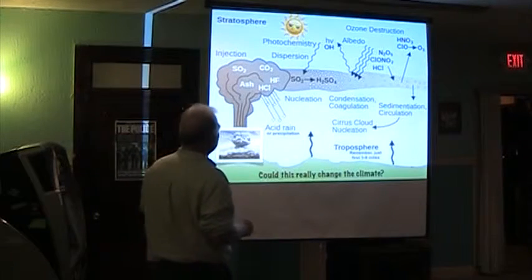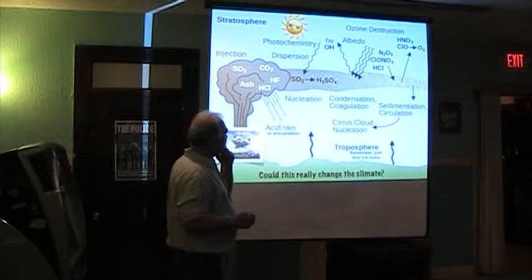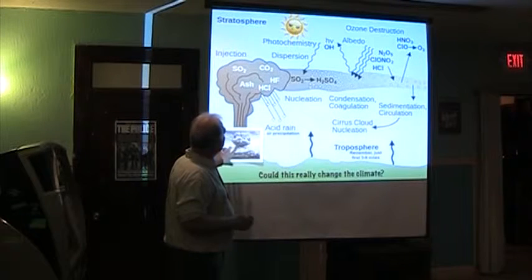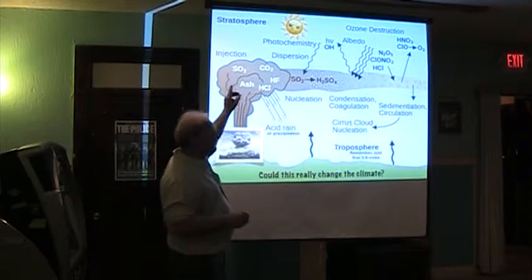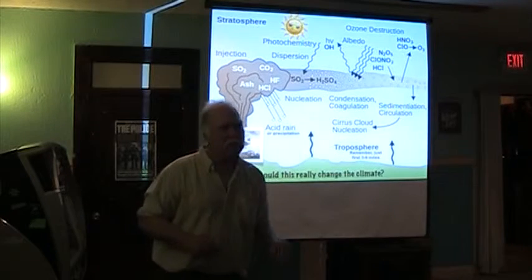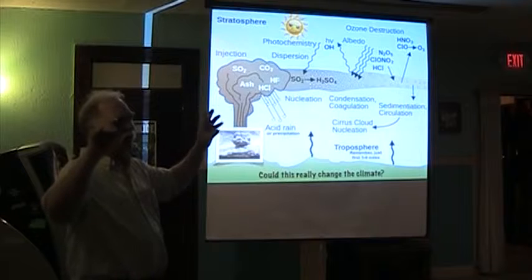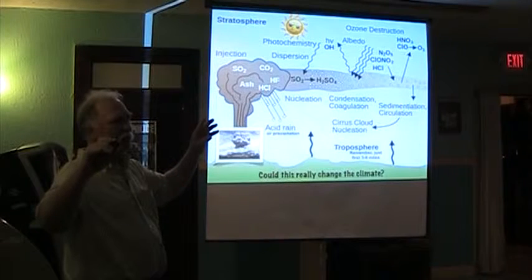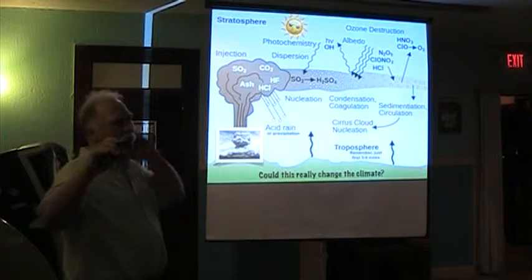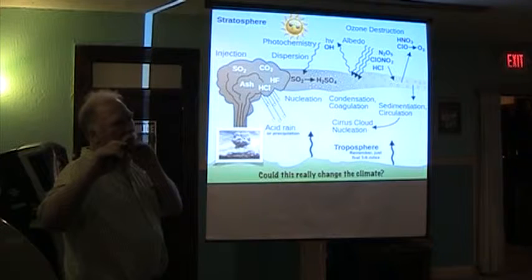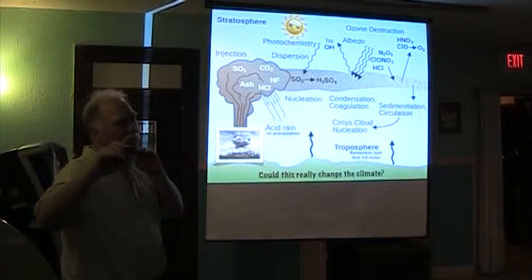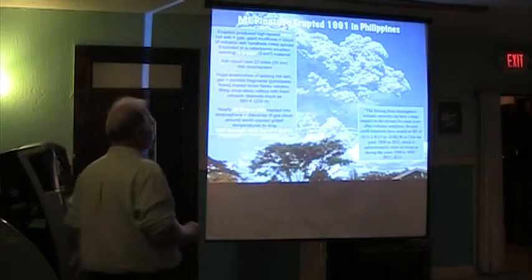All right, so can this really change the climate? Here's a volcano erupting. And it's injecting material, including sulfate, up into the stratosphere. Remember, all the weather essentially takes place in the troposphere, so it's too high. It can take a year or two for that to settle out of the stratosphere. Or in the Mount Toba super eruption, it could take centuries. Okay? All right, could it change the climate?